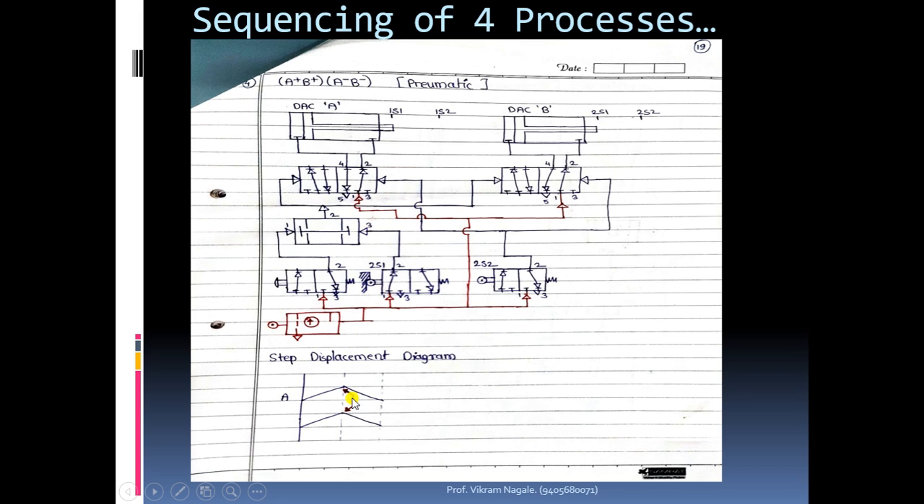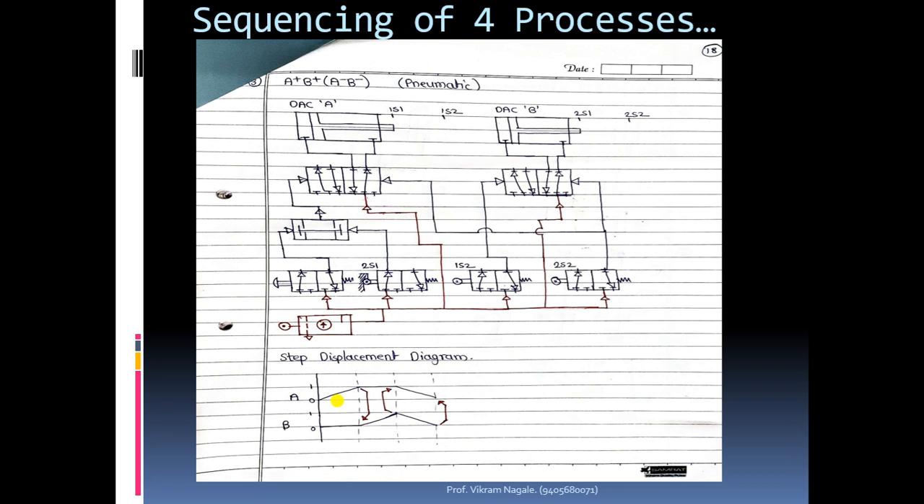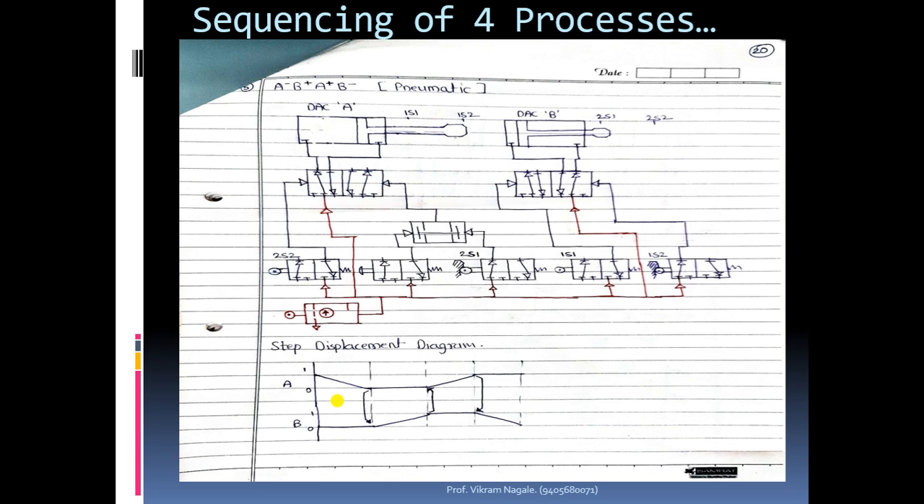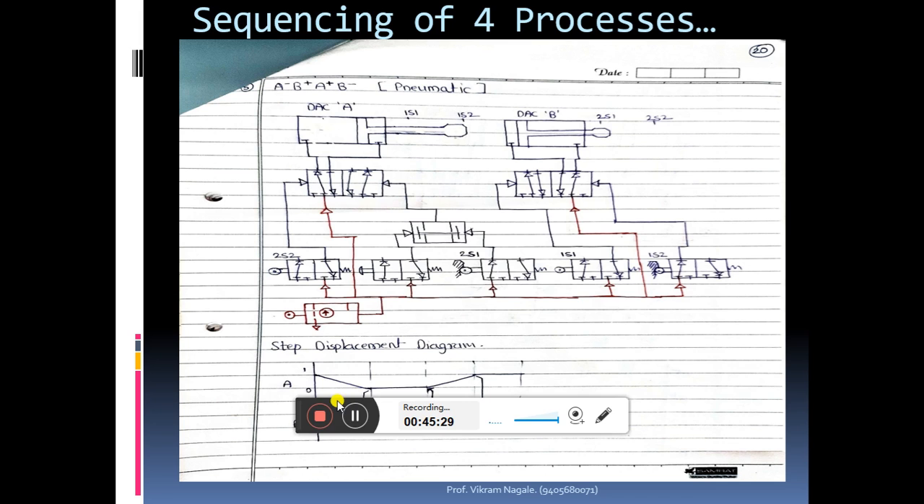Now you can see the step displacement diagram. Here there are only two tasks, first and second. So you will see only two processes, only two tasks here. Study this carefully, and if you have any doubt you can ask me personally. Okay, so thank you.